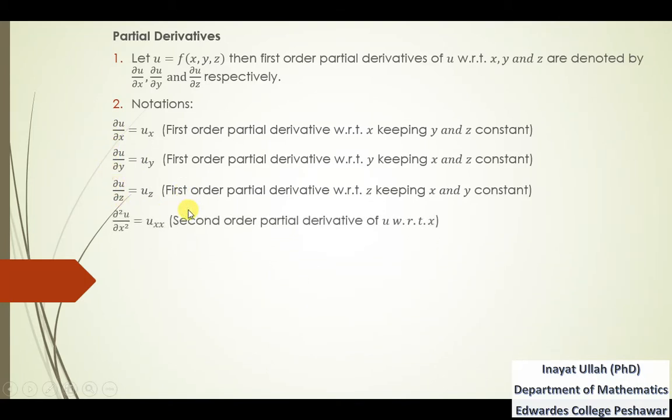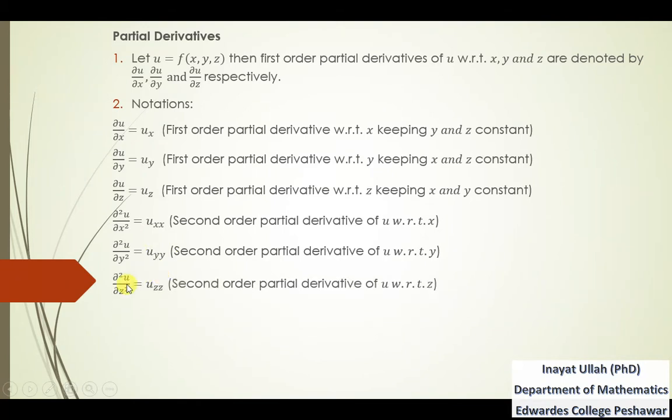Now secondly, we are going to mention here the second order partial derivative of u with respect to x. That will be denoted by uxx, the second order partial derivative of u with respect to x, and that is with respect to y. The second order partial derivative of u with respect to y can be denoted by this notation, and that is the second order partial derivative of u with respect to z.